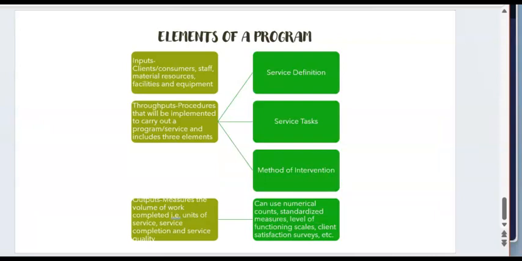There are the inputs, which are clients, consumers, staff, material resources, facilities, and equipment. There are throughputs, which are procedures that will be implemented to carry out a program service and includes the three elements of service definition, service task, and method of intervention, and then outputs, which measure the volume of work completed, for example, through units of service, service completion, and service quality. And you can use numerical counts, standardized measures, level of functioning scales, client satisfaction surveys, etc.